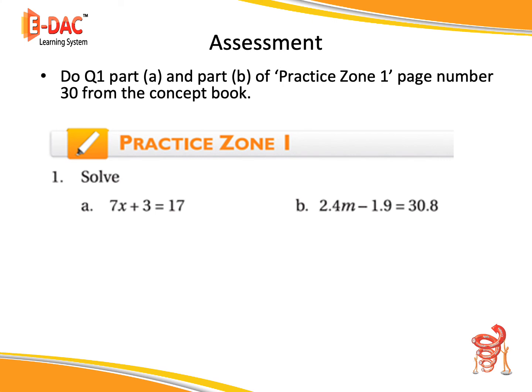Assessment time. Let's do question 1, part A and part B of practice zone 1, page number 30 from the concept book. Practice zone 1, question 1, part A: 7x plus 3 equals 17. Part B: 2.4m minus 1.9 gives 30.8. Pause the video here. Solve these two questions in your notebook.